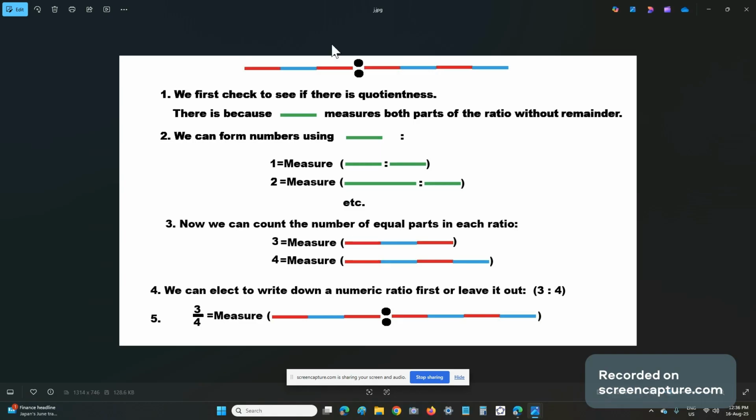In this case that we're looking at, I'm giving you an example. This ratio has quotientness. Why does it have quotientness? Because this little green line here measures all the antecedent and all the consequent without remainder. I don't even have to count. I don't have to know anything about numbers. Numbers are not even around at this part. That's what quotientness or pilikotita means to you Greeks.